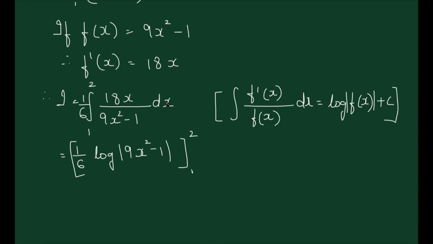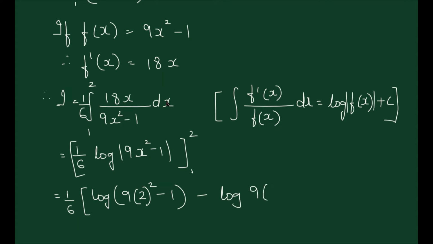Okay, so in this way. Now, upon applying the upper limit, 1 upon 6 comes outside. So we apply the upper limit and the lower limit of integration. So log of 9 into 2 square minus 1 minus log of 9 into 1 square minus 1.